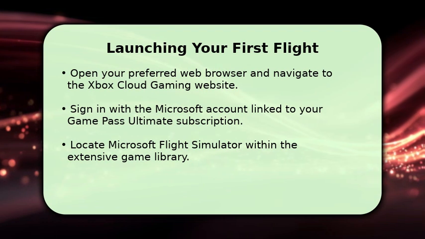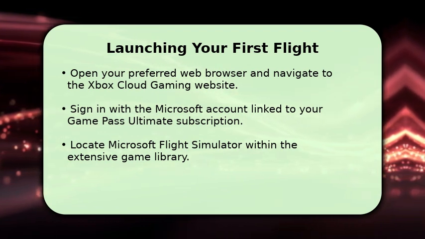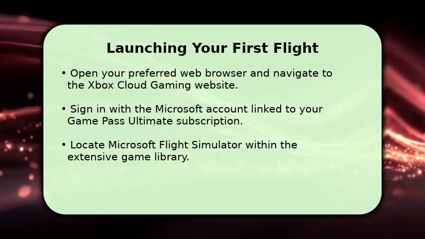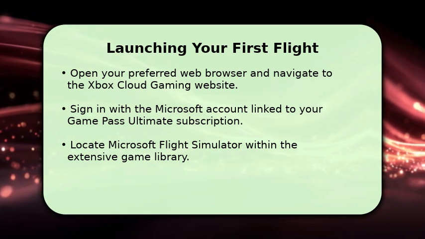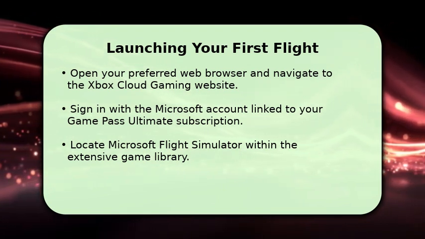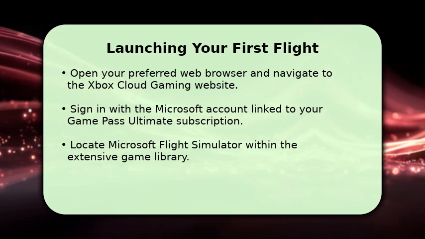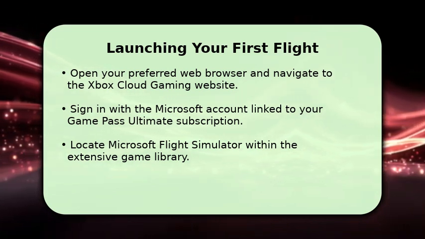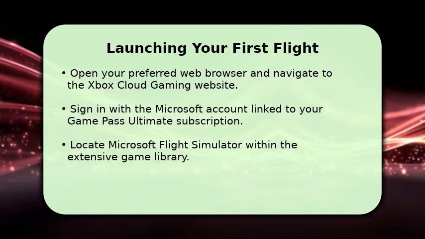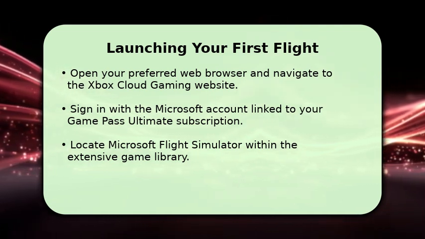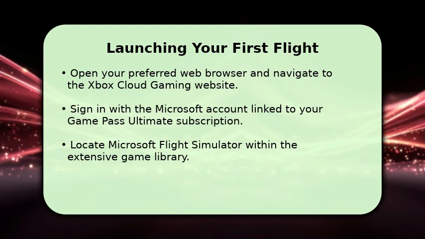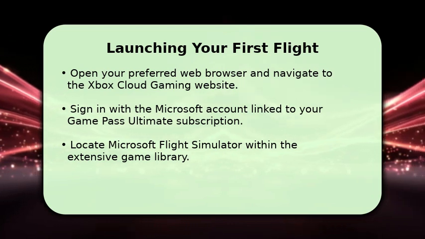Once you have your subscription and equipment ready, launching the game is straightforward. Simply open your favorite web browser and go to the Xbox Cloud Gaming website. Sign in using the Microsoft account associated with your Game Pass Ultimate subscription. From there, navigate through the game library to find Microsoft Flight Simulator. Click on the game's icon, hit the play button, and within moments, you'll be ready to choose your aircraft and take off into the vast virtual world.